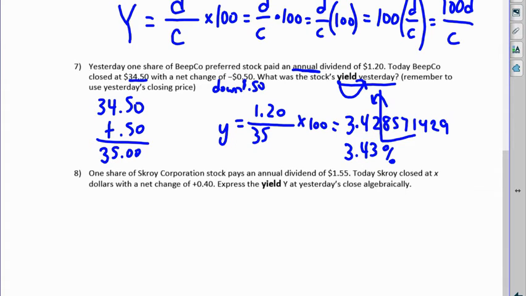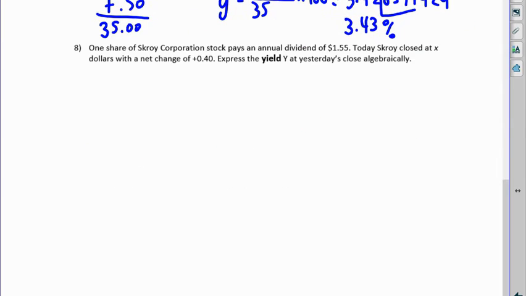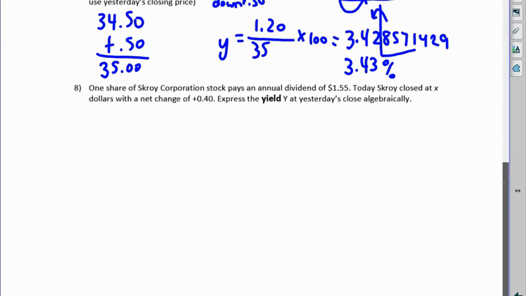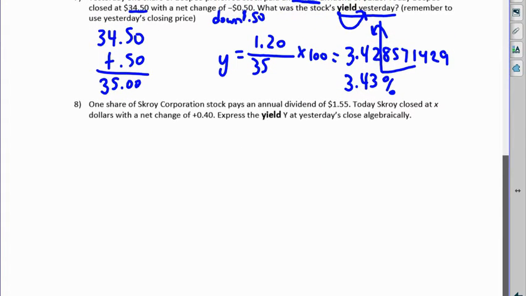Last question about yield. One more, writing an algebraic expression. Okay. One share of this corporation pays an annual yield. It's funny that all of these were annual yields. We never had to fix them by multiplying by 4 to turn a quarterly yield into a year, but that's fine. Okay, so my yield will be my dividend, $1.55, over. Now on the denominator, I need yesterday.